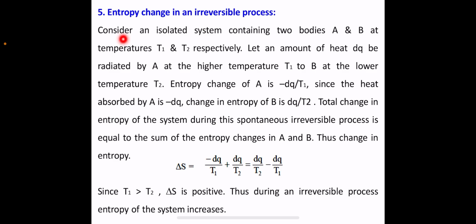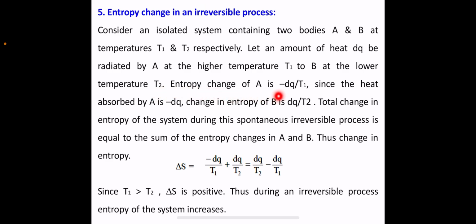Next, let us consider an irreversible process and how the entropy change in an irreversible process is calculated. Consider an isolated system containing two bodies, A and B, at temperatures T1 and T2. Let an amount of heat dq be radiated by A at the higher temperature T1 and absorbed by B at the lower temperature T2. This is the experimental setup. Body A is kept at the higher temperature T1, and body B is kept at the lower temperature T2.